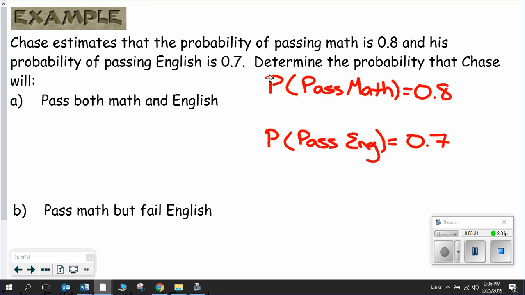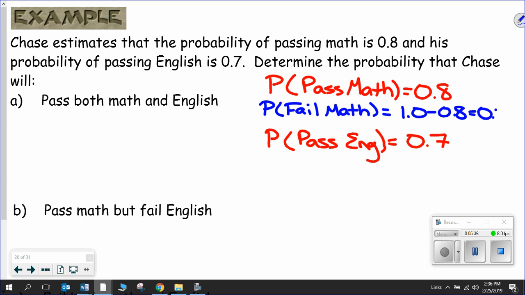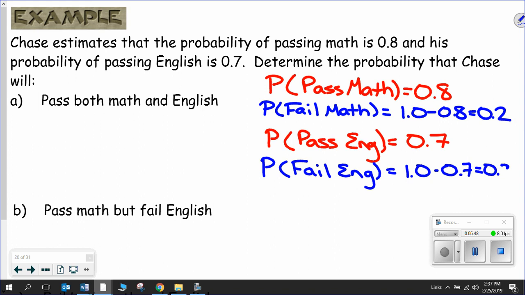Let's figure out the probabilities of failing. So the probability that he's going to fail math is then the rest. You take the full 1, subtract the 0.8, and you get 0.2. Same thing with probability that he's going to fail English. I take my full, which is 1.0, subtract off 0.7. So there's a 0.3, or a 30% chance that he's going to fail English.